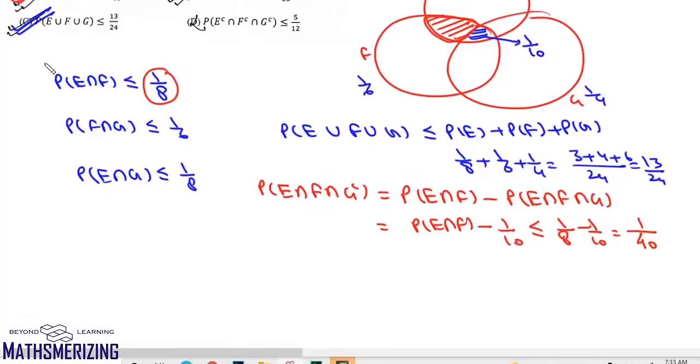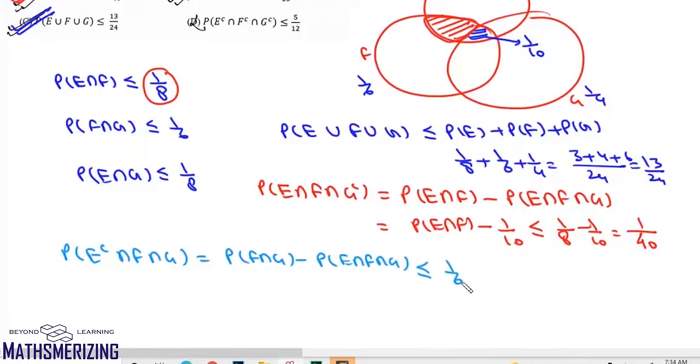Now we look at this option B. Then option B is probability of E complement intersection F intersection G. Now it will again be probability of F intersection G minus probability of E intersection F intersection G. Now maximum value of F intersection G is 1 by 6. So it will always be less than or equal to 1 by 6 minus, and this intersection is 1 by 10. So it will be 4 by 60, which is 1 by 50. So that means this option B is also correct.